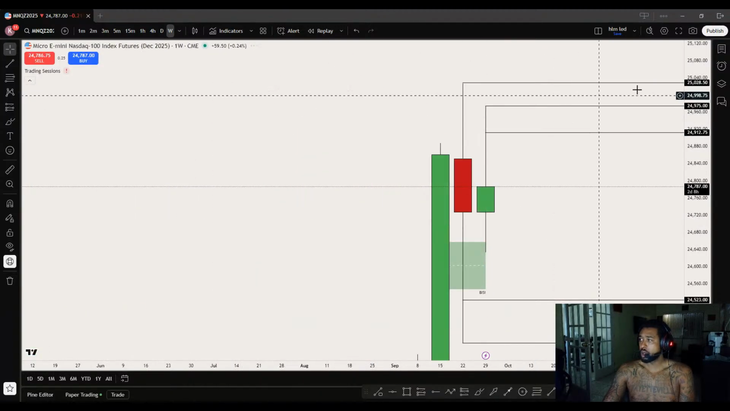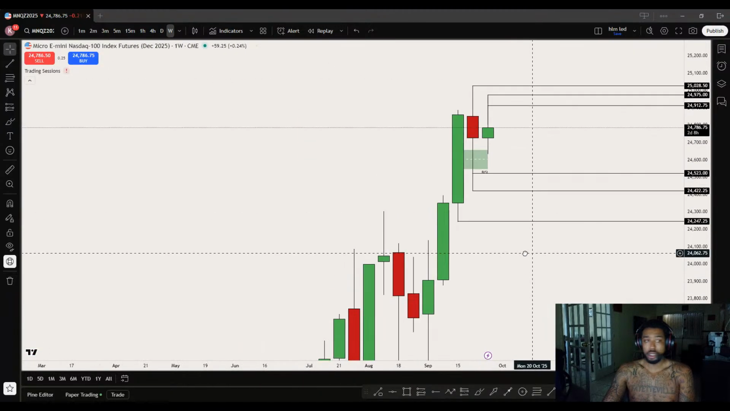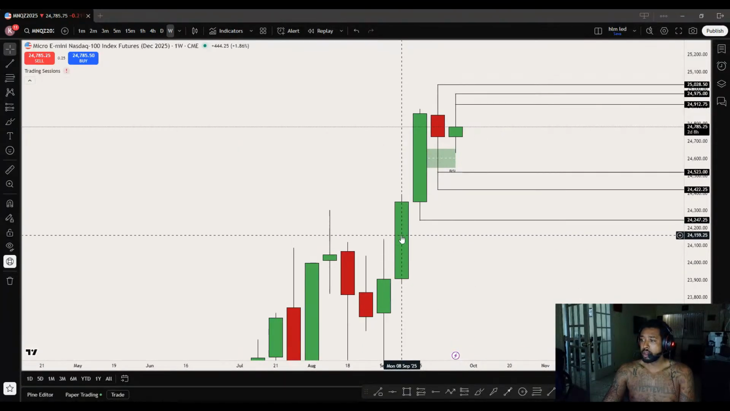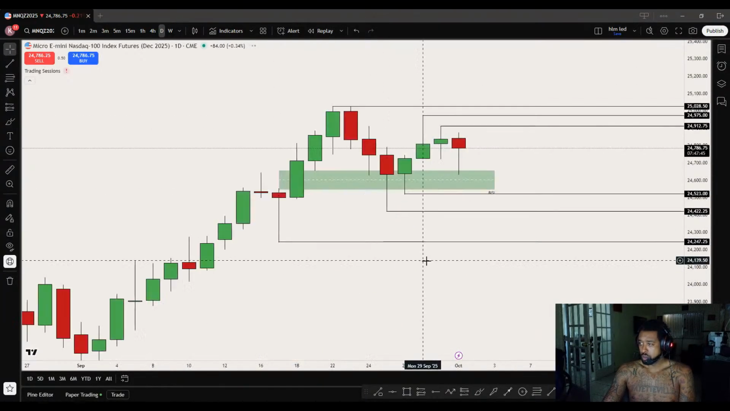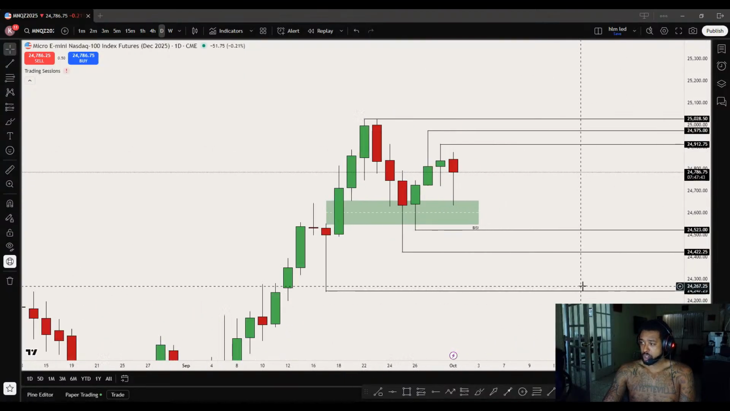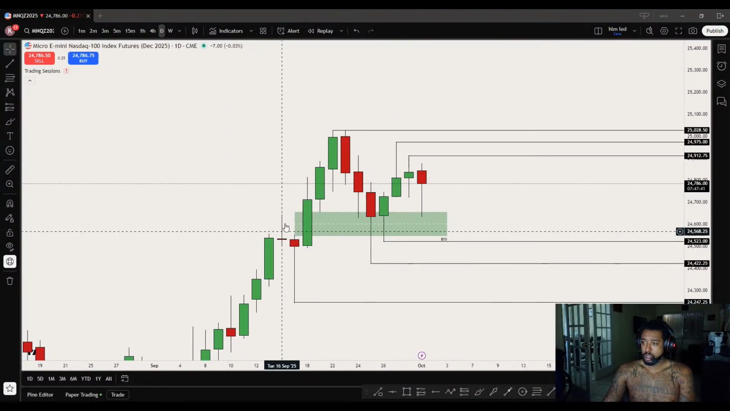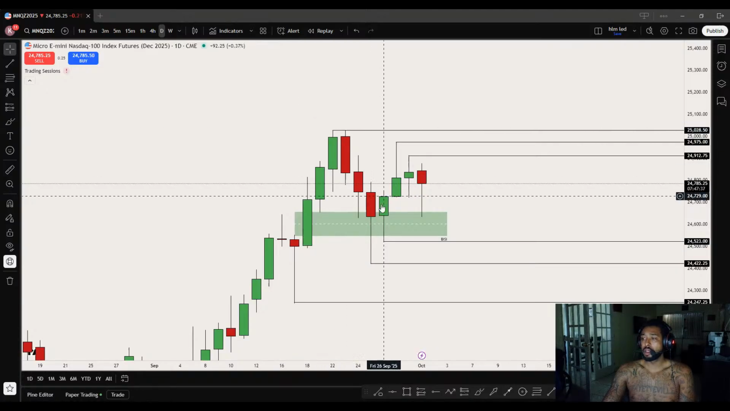So let's go to the weekly right quick. You know, we're still bullish on the weekly, right? We still have this bullish fair value gap underneath it that it can potentially come back to, right? But right now we're still holding this bullish order block, coupled with this bullish fair value gap.